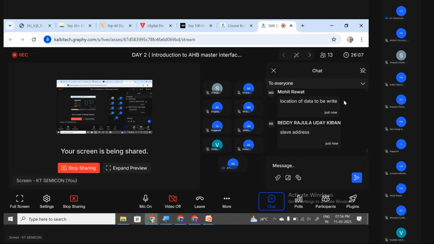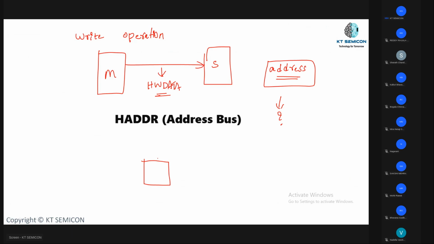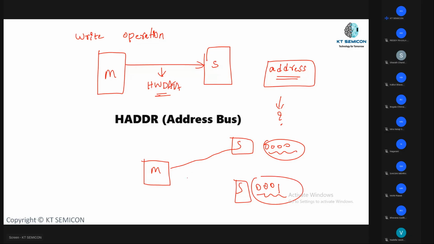Slave address, yes. There are two purposes for this particular address. One is for selecting your slave. The AHB protocol supports multiple slaves. If we have more than one slave, each slave will have a different address. Let's say this is our master, this is the first slave and this is the second slave. We will discuss how the master communicates with multiple slaves and what the mechanism is. First, let us briefly discuss what is happening. This slave has some specific address, and this slave will have another specific address.